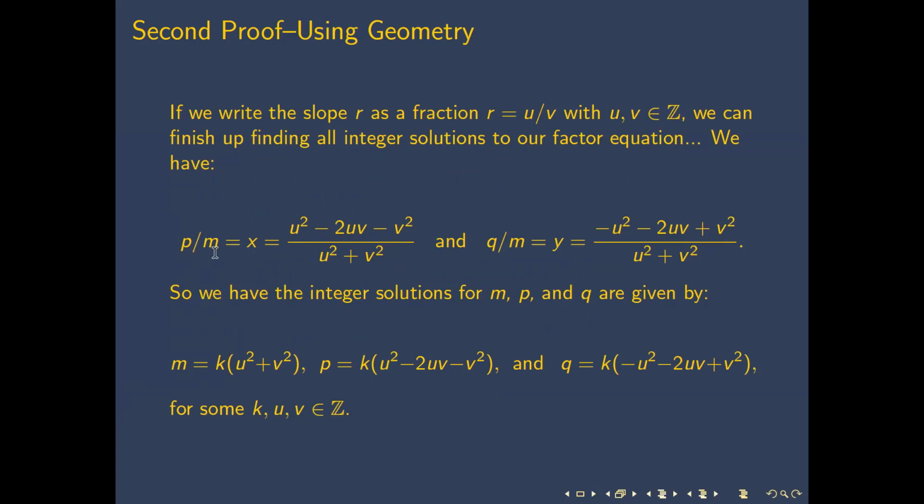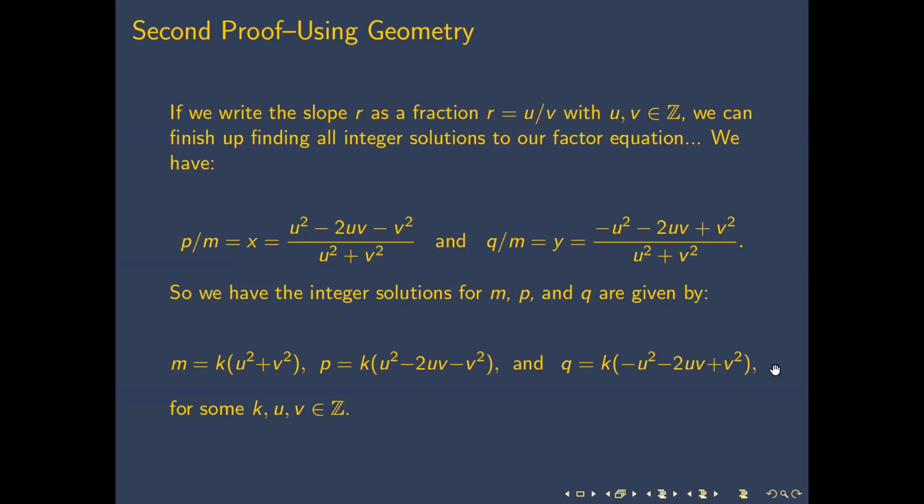We remember our x is p over m, and y was q over m. So if we took this u over v in lowest terms, then this guy will be in lowest terms. So m has to be some multiple of the denominator. P is the same multiple of the numerator. And likewise, q is the same multiple of the other numerator. So if we just cared about that factoring equation, p squared plus q squared is 2m squared, well, all the solutions look like this, where k, u, and v run through integers.